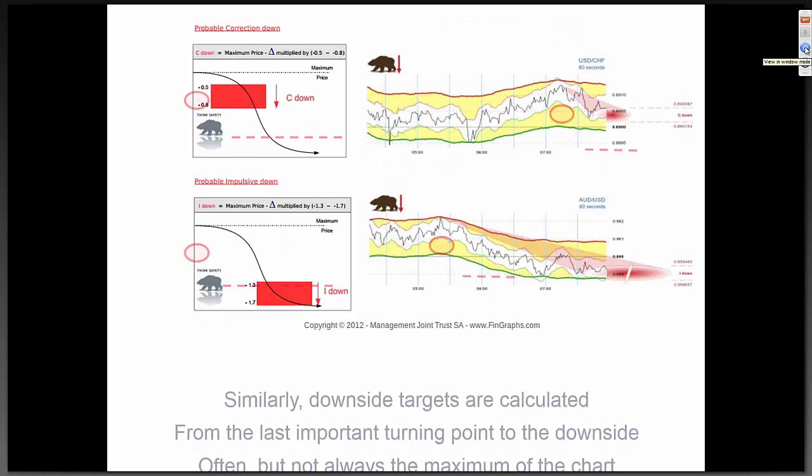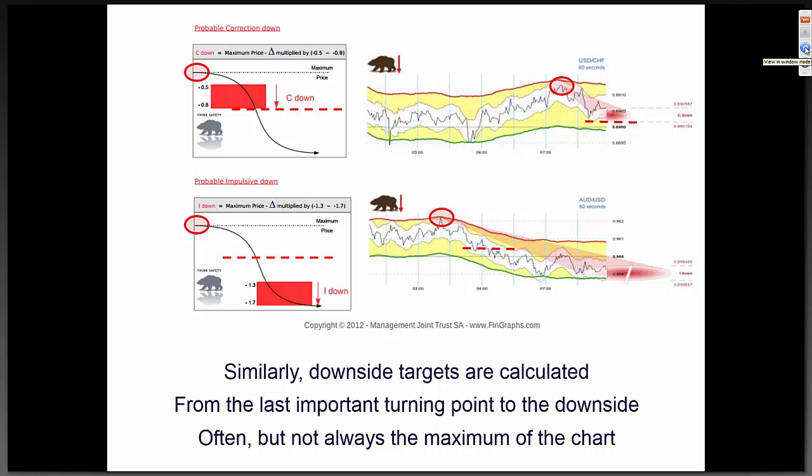Similarly, downside targets are calculated in a similar way. From the last important turning point to the downside, it is often but not always the maximum of the chart. So you have a corrective target down example here, an impulsive target down example here. It's interesting to put them into perspective because you can see that we also adapt the time length for the estimated price projections if they are corrective or impulsive. So a corrective price move is shorter than an impulsive price move.